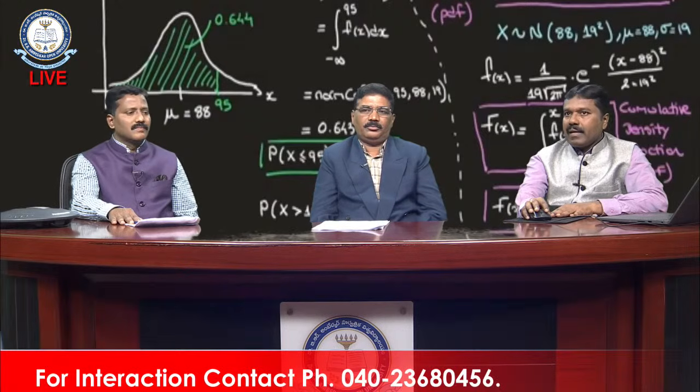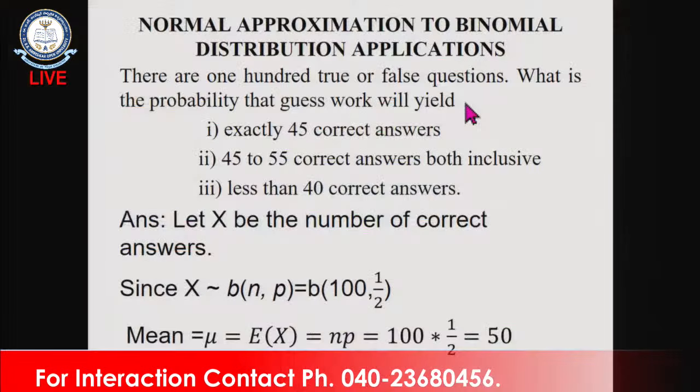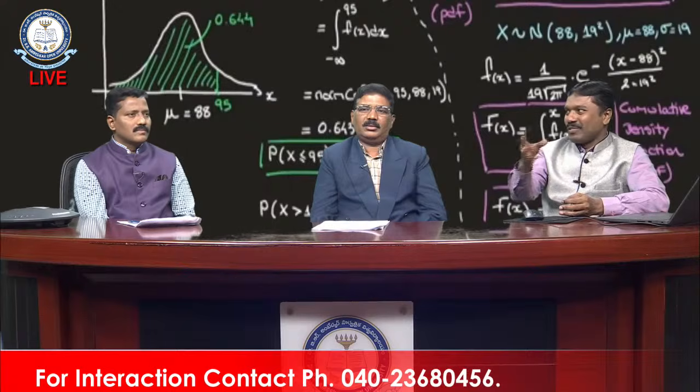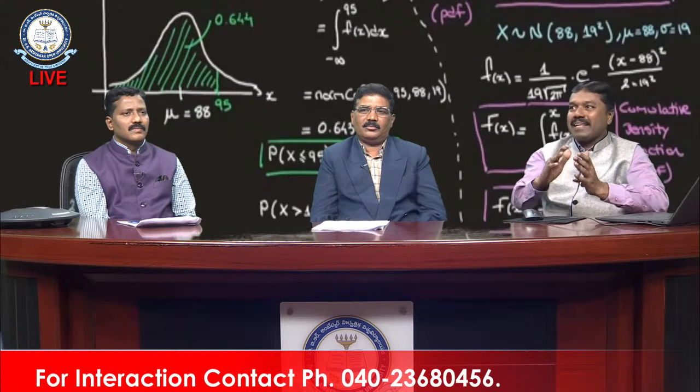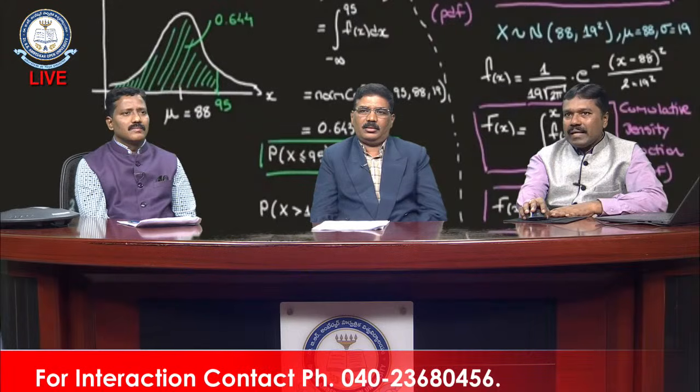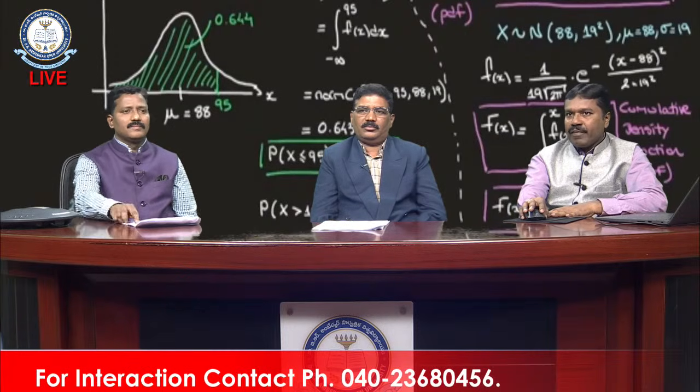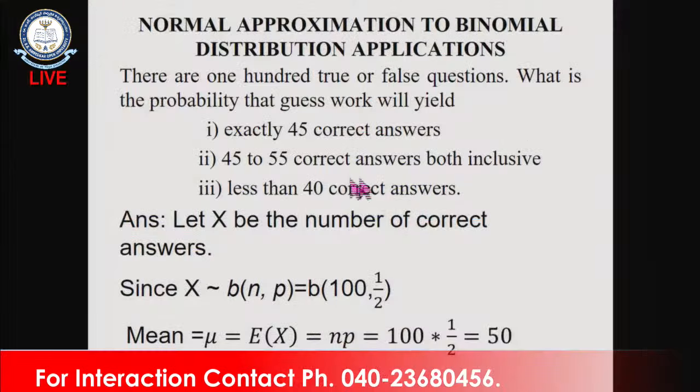So I am going to explain one example in that case also. There are 100 true or false questions. What is the probability that guesswork will yield a certain score? Students sometimes choose by chance. What is the chance of scoring those marks? First, exactly 45 correct answers out of 100. Second, 45 to 55 correct answers, both inclusive, including 45 and 55, so we take less than or equal. Third, less than 40 correct answers.